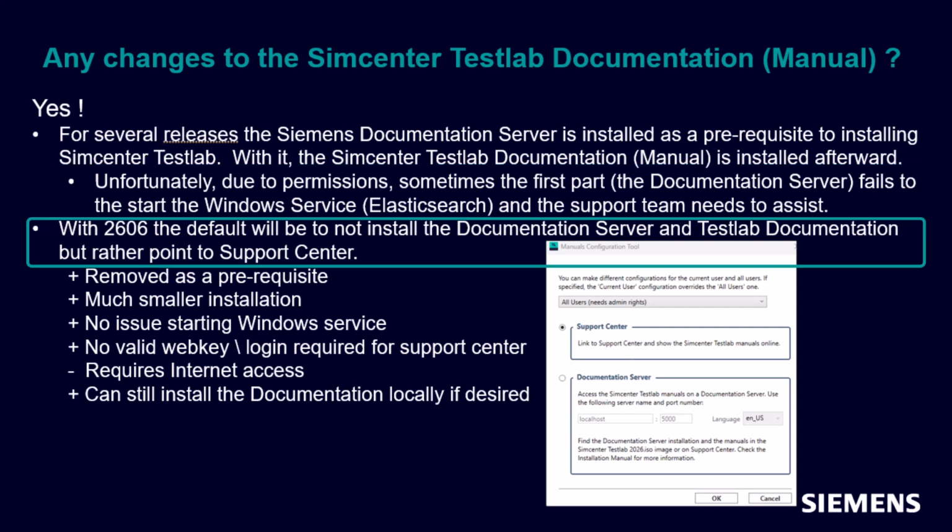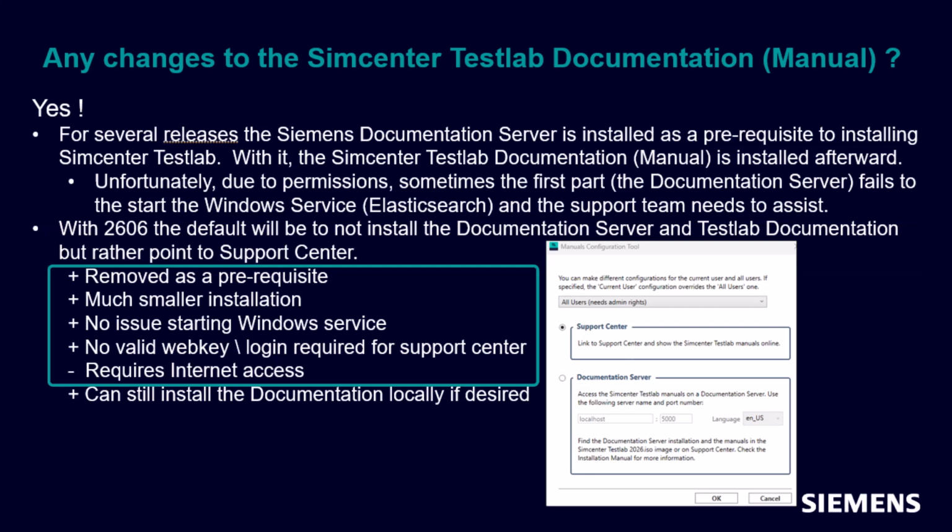So for 2606, what we're doing is we're going to point you by default to the help files on Support Center. So rather than installing several gigabytes for the documentation server from Siemens, and then several gigabytes for our Testlab documents, we're going to skip those steps altogether and remove it as a prerequisite when installing Testlab. So what we're going to do is we're going to point to the Support Center. So it's removed as a prerequisite. It's a much smaller installation, so these are positives. No issue starting the Windows service. We're going to point directly to Support Center.